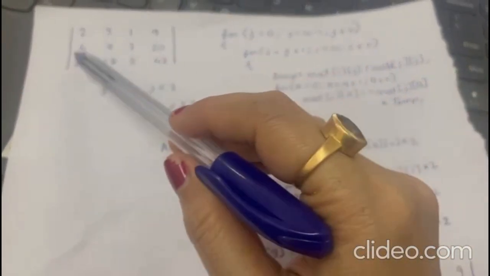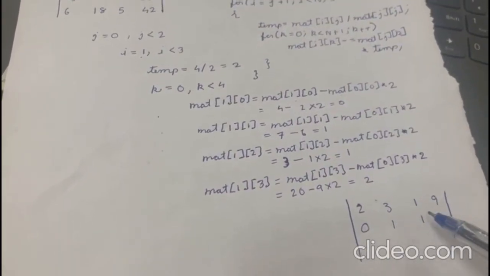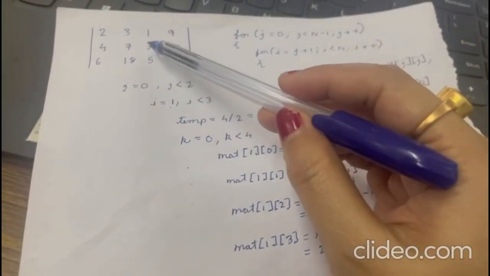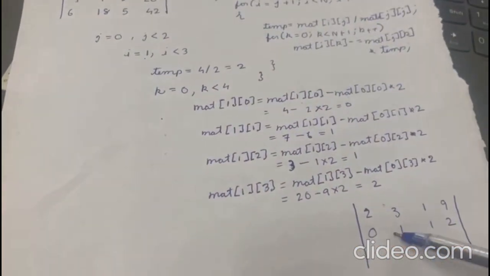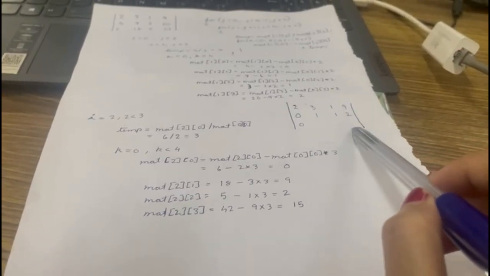Like that we are going to do for all these values. Ultimately we are getting this. After this, next we are going to go to the next row. Okay, so this row is over. We have done this row, right? Now we are going to work on this particular row.